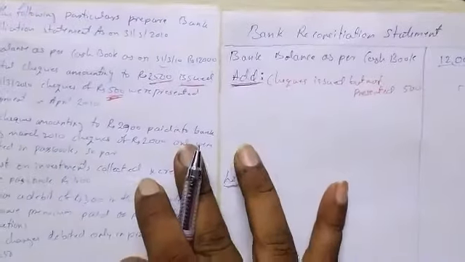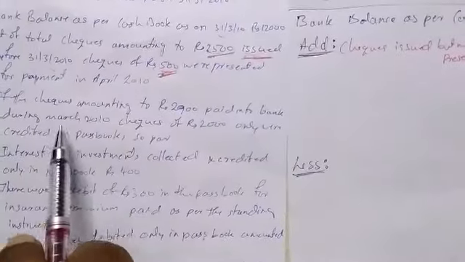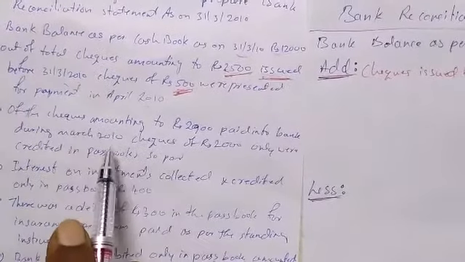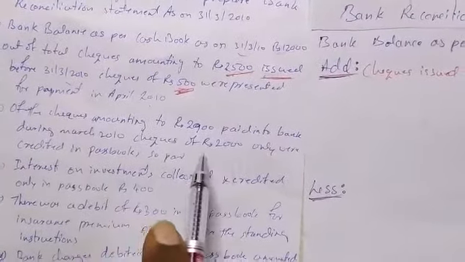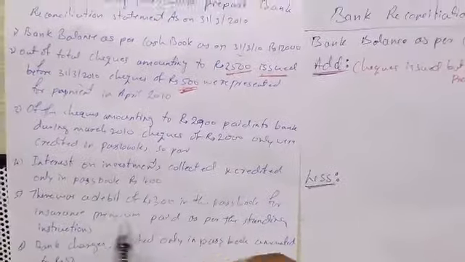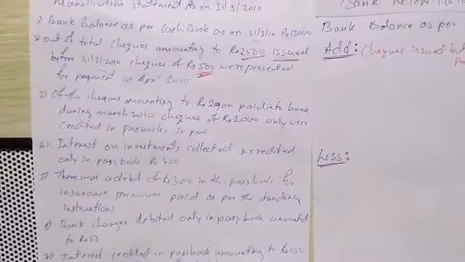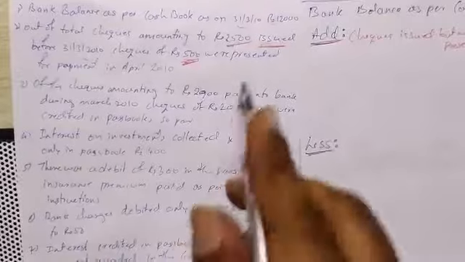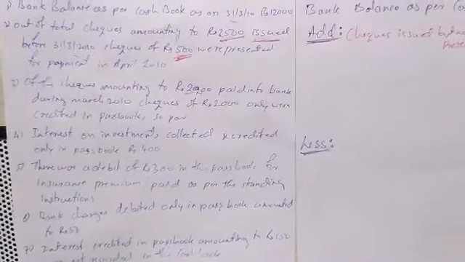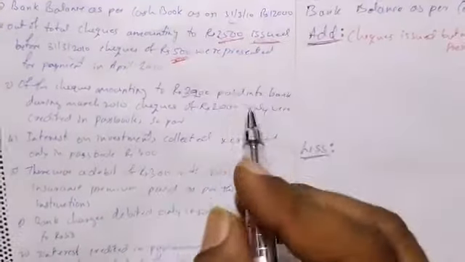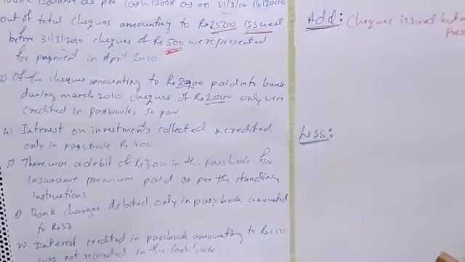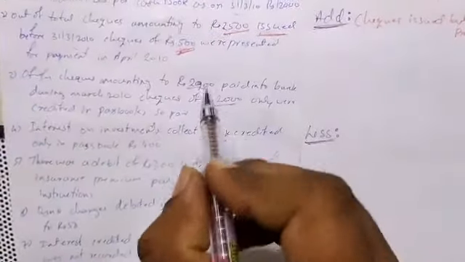And the second transaction: of the checks amounting to rupees 2,900 paid into the bank during the month of March 2010, checks of rupees 2,000 only were credited in the passbook so far. Here, checks which we have collected from our customers or debtors amounted to rupees 2,900, and we deposited them with the bank for collection. But before March 31st, only 2,000 rupees is credited in our bank. That means here 900 rupees.